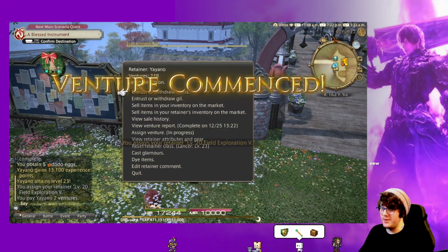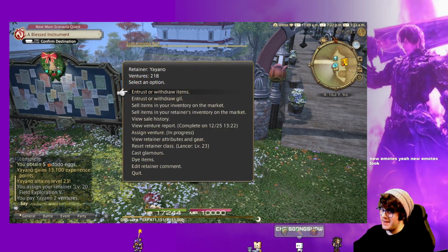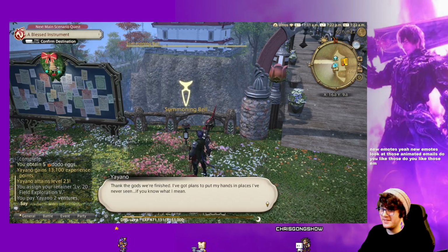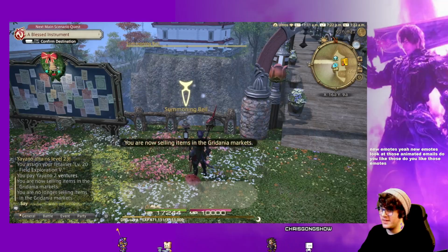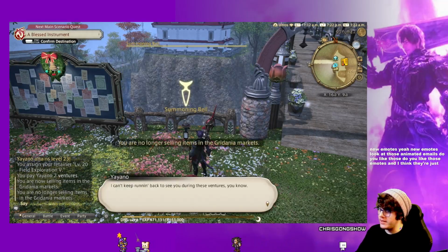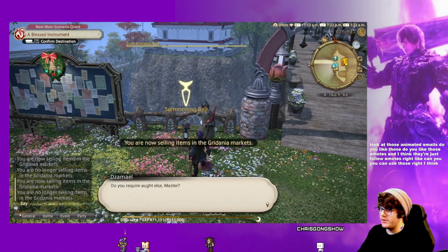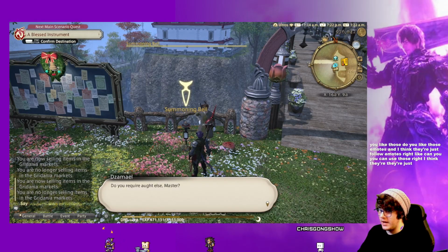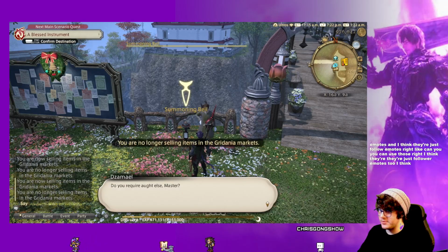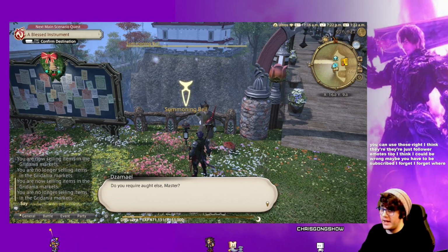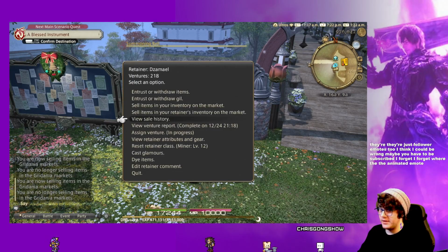New emotes? Yeah, new emotes. Look at those animated emotes. Do you like those? And I think they're just follower emotes, right? Like, can Narwhals use those? I think they're just follower emotes too, I could be wrong. Maybe you have to be subscribed. I forget where the animated emote section was when I was doing it.